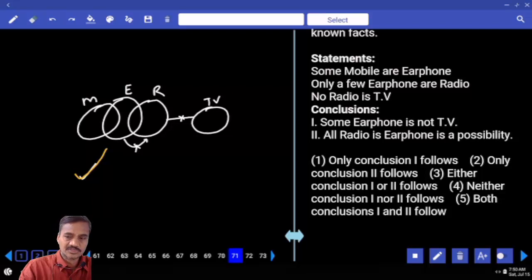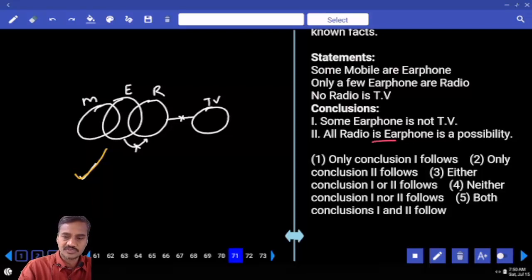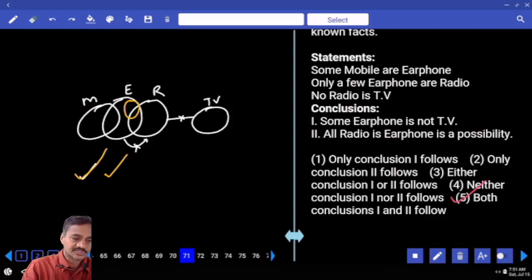Then come to the next one. All radios are earphones is a possibility. All radios are earphones. Tell me, is this entire radio a part of earphone or not? Earphone cannot be a part of this radio, but this radio can be a part of earphone. Hence it is possible. What is your answer? Both 1 and 2, choice by 71.